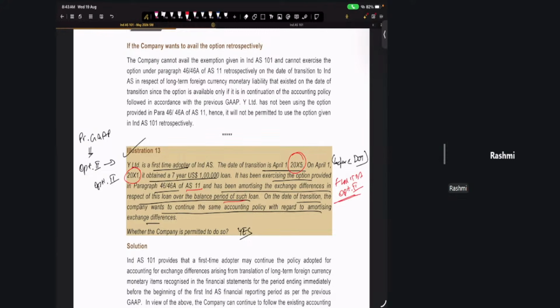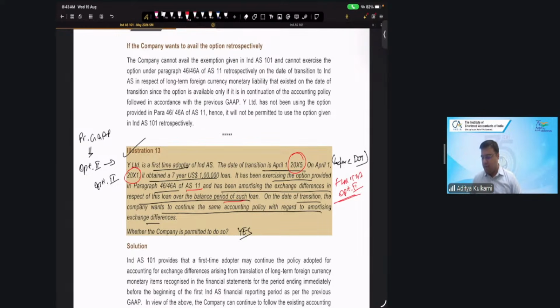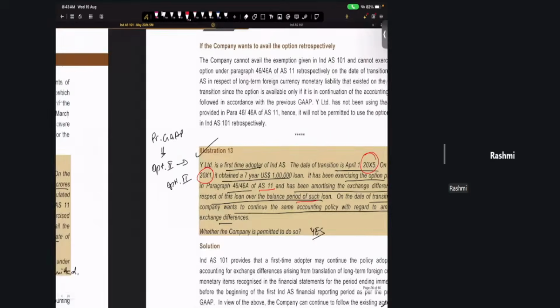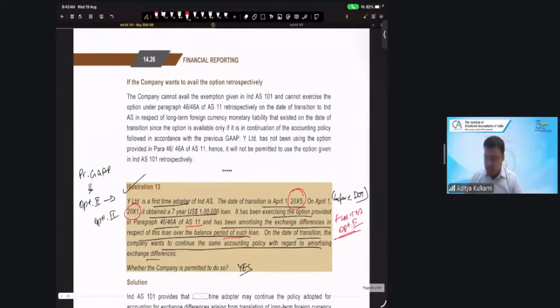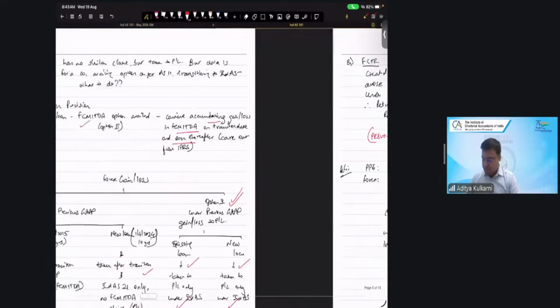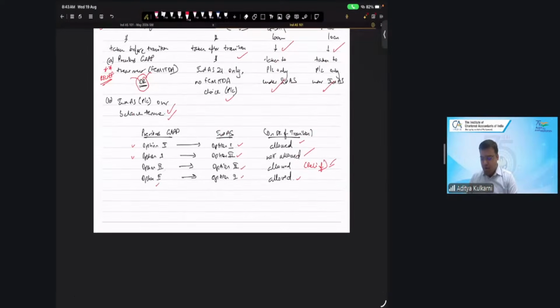On the date of transition, the company wants to continue the same accounting policy with regard to amortizing exchange differences. Is it permitted? Yes, sir. I was following option 2. I want to continue option 2. Is it allowed? Yes. And this is the relief that Ind AS 101 gives you.